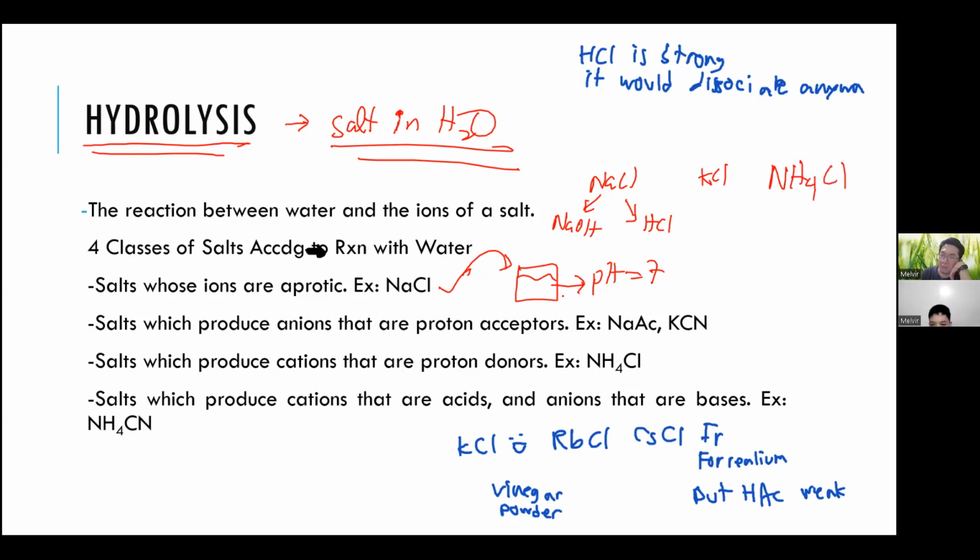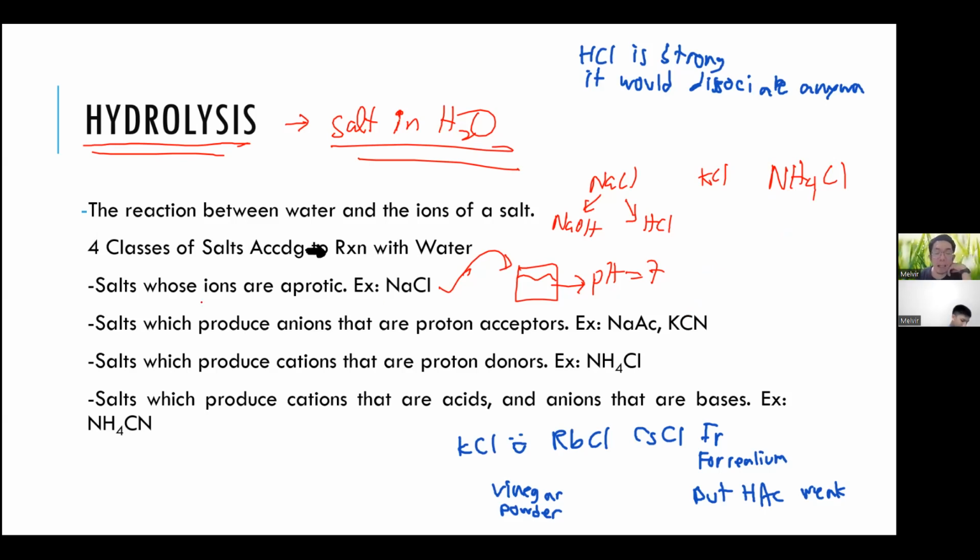Paano kaya ito? Mamaya na. Ay, ito na pala. Meron pala. So, later. So, ang aprotic usually, mamaya ko i-example. Aprotic salts are products of strong acids and strong bases.